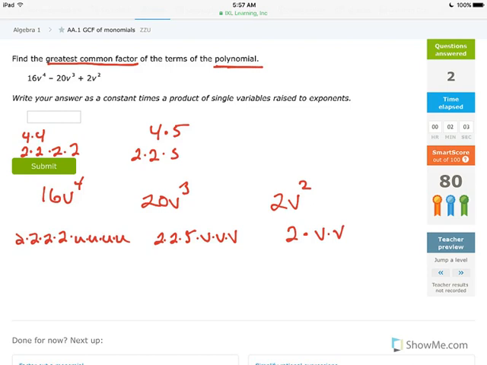So what do they have in common? Looks like a 2 in common. So the greatest number of 2's they have in common is 1, 2. And then how many v's do they have in common? Looks like v to the second.